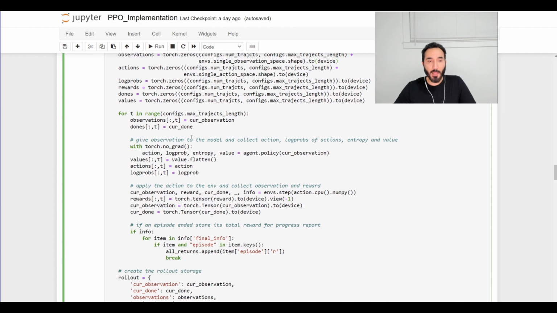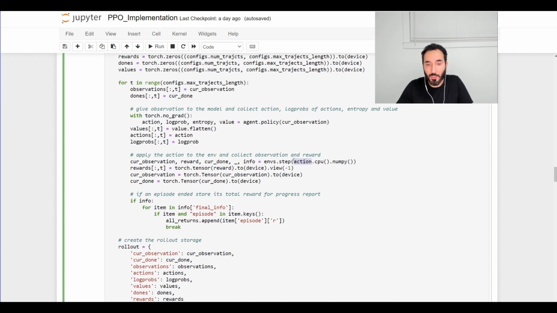So after that, I will go over the rollout, and essentially I apply the policy to the observations, and I create the values, the value, the entropy, the log probability of the actions and the actions, and then I apply those actions to the environment, and then we collect the reward, if any, and also the next observation. So we collect all these quantities, and we put them into the rollout storage.